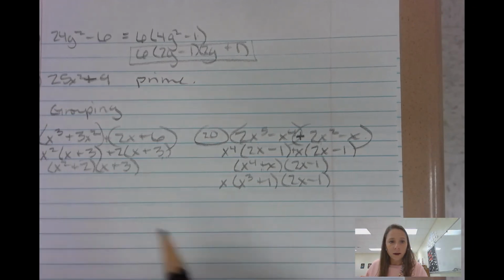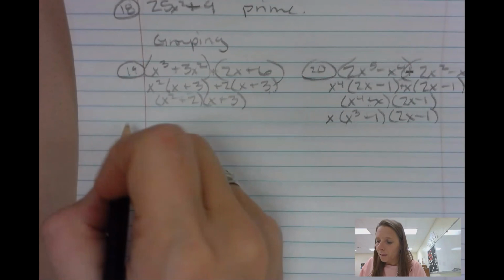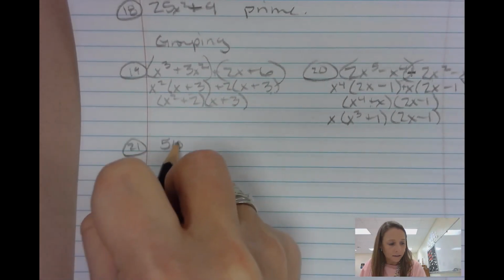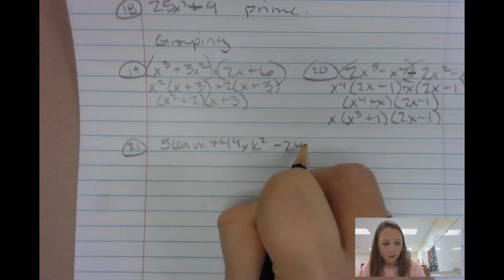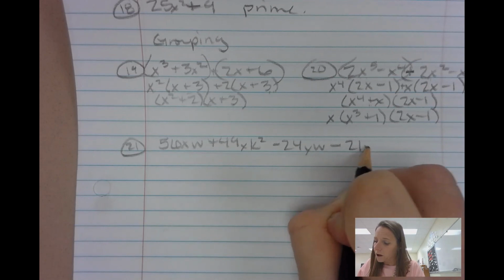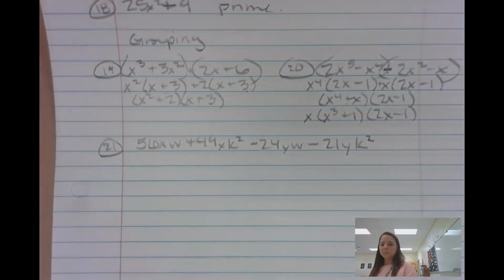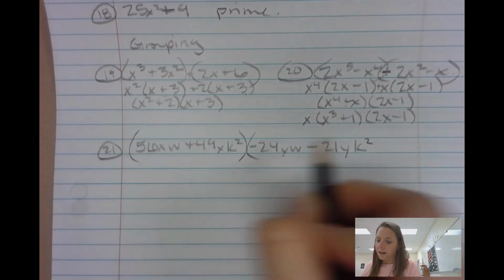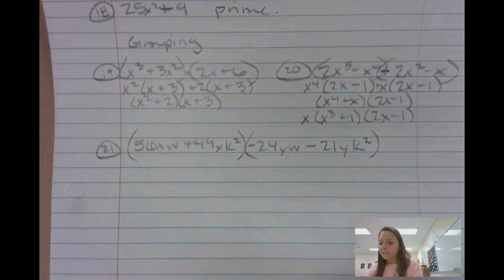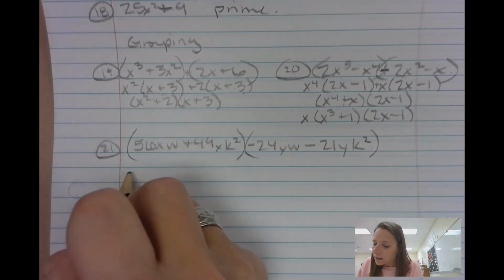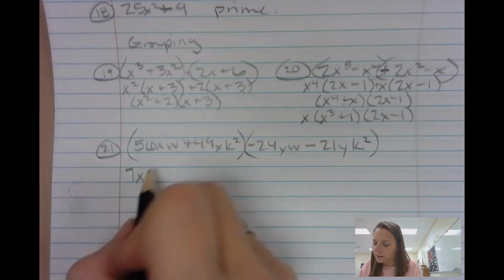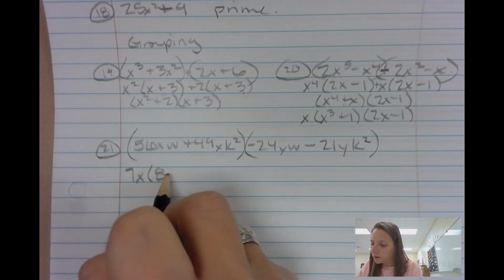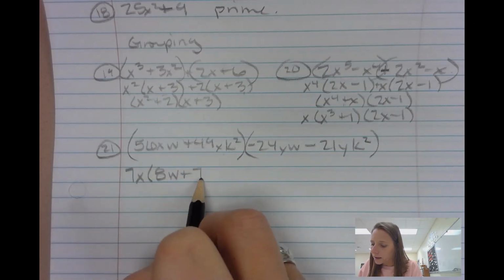All right, and we got one more problem. 56xw plus 49xk squared minus 24yw minus 21yk squared. Holy moly, that's a lot. But what I see is 4 terms. Okay, so I'm going to group the first 2, group the last 2. All right, what's in common between 56 and 49? 7. All right, going to pull out a 7. They each have x. No w, no k. So I'm just going to leave it like that. So 7 goes in there 8 times w. Plus 7 goes in there 7 times k squared.